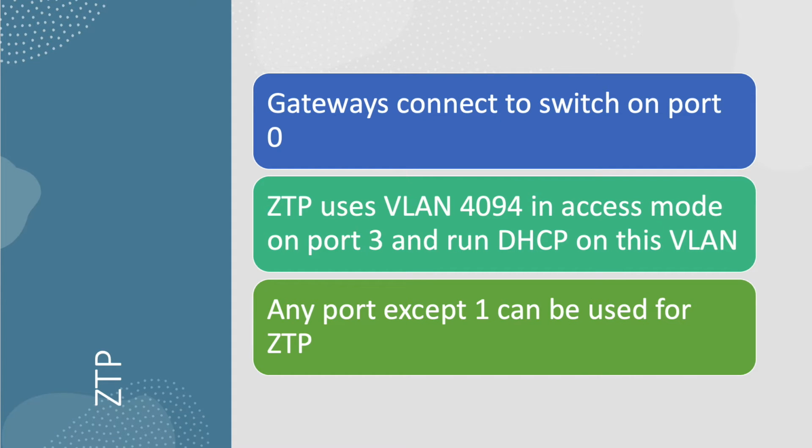So in the lab setup used for this video, I will use the last port, port 3, for Zero Touch Provisioning. That port will automatically turn into an access port and also into VLAN 4094, and the gateway will run DHCP on that, so that it can connect to Central. I will use port 0 later on as my trunk port for the final configuration. So in general, any port except port 1 can be used for Zero Touch Provisioning.